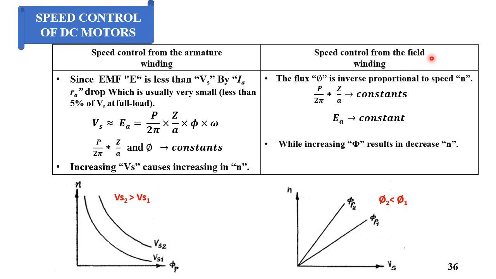The second method for speed control is field winding control. The flux is inversely proportional to speed, and EA and K are constants, so increasing flux will decrease the speed. If phi 2 is smaller than phi 1, then at a smaller flux, the speed will be higher than at a bigger value of flux.